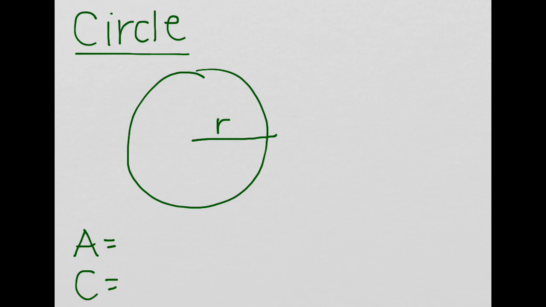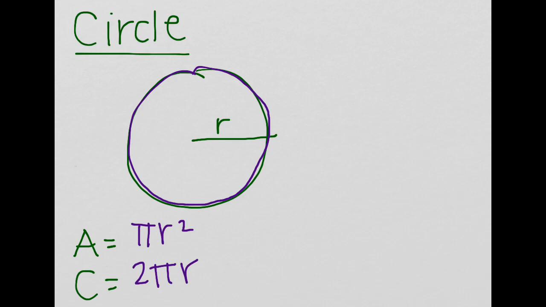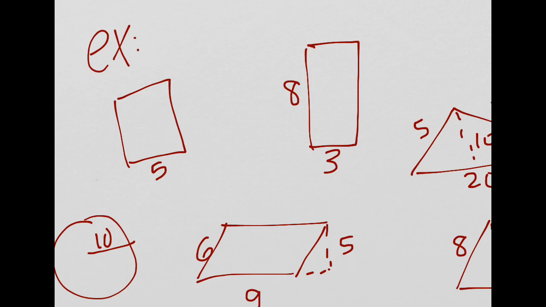Okay, now for the circle. The area of a circle is pi r squared. Okay, and for a circle we don't use the word perimeter, we use the word circumference. And the circumference, or the distance around the circle, is 2 pi r. Okay, let's take a look at some examples, shall we?